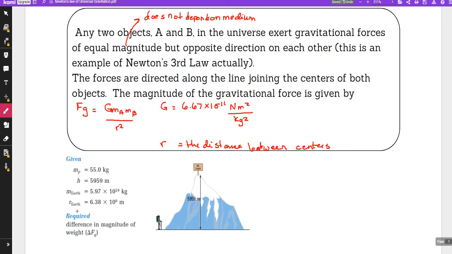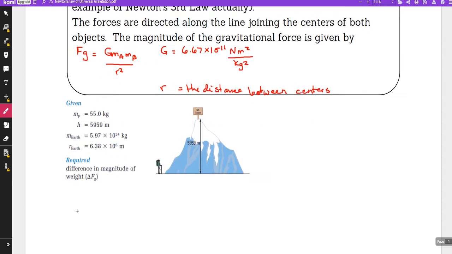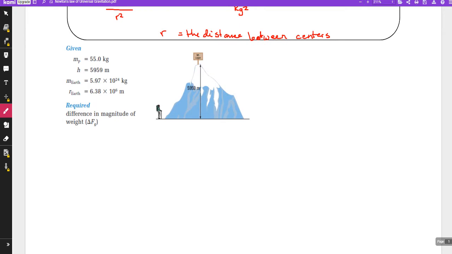So what we're going to do here is apply our formula to an example. We are given a mountain, we are given a height, we're given a body, and we want to find the difference in the magnitude of the weight, so the difference of the Fg, which is the same thing as saying Fg2 minus Fg1.